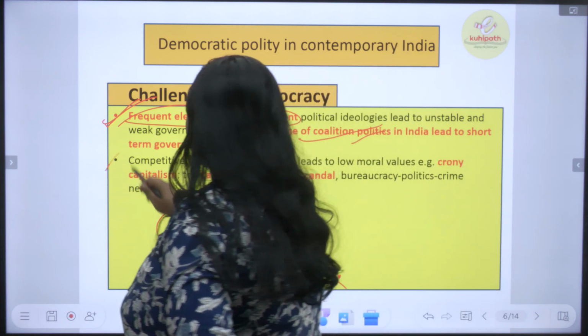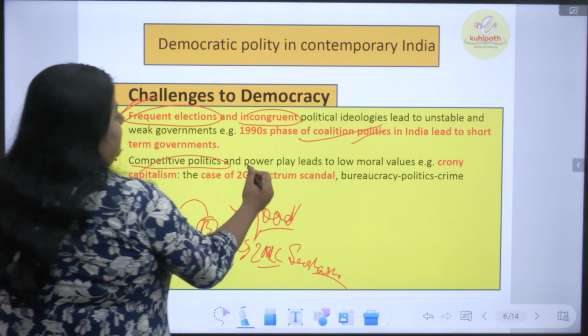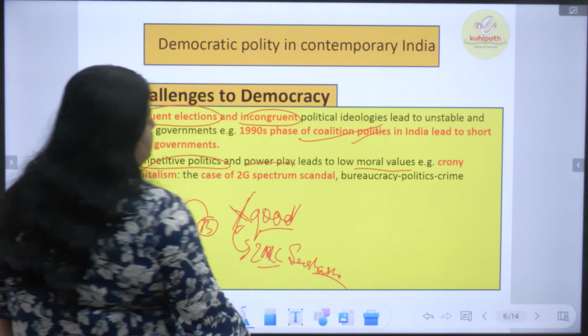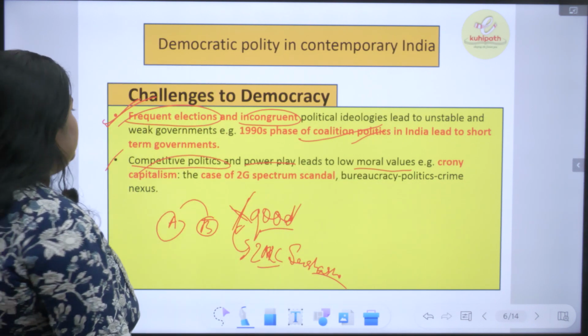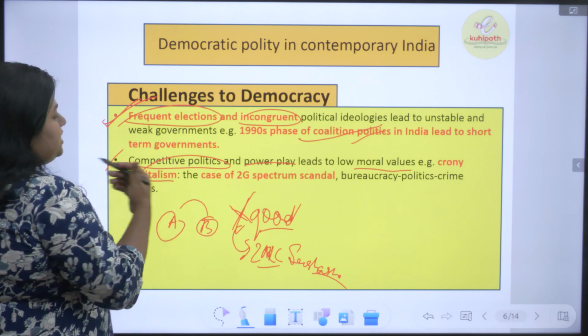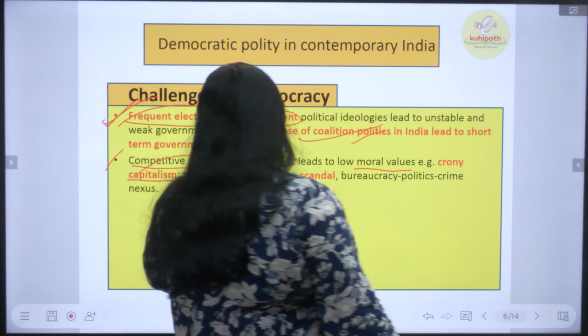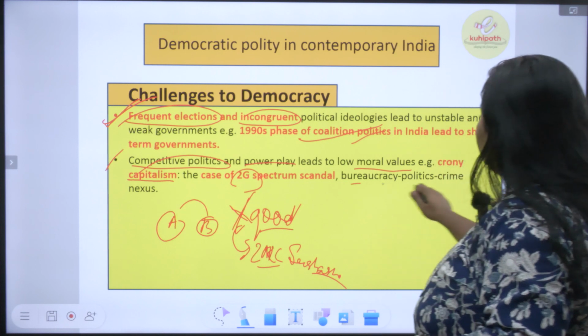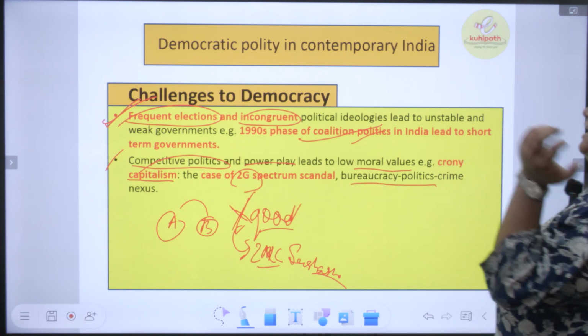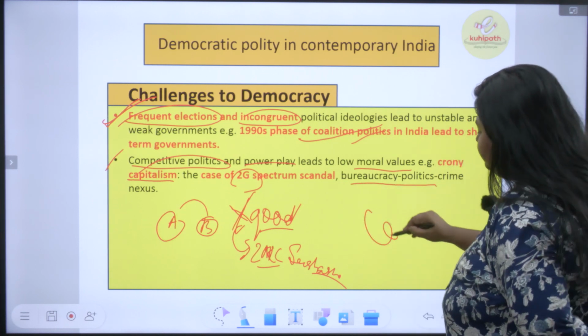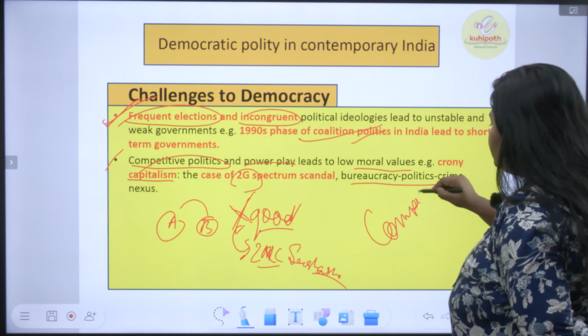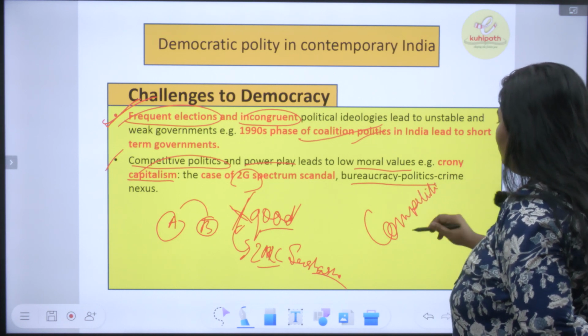Fine. The second point is that competitive politics and power play lead to lowering of moral values. Here a term has been used: crony capitalism, the case of the 2G spectrum scandal, bureaucracy, politics, crime. Fine. So here, due to competitive politics, in our democracy formation, what do we need?